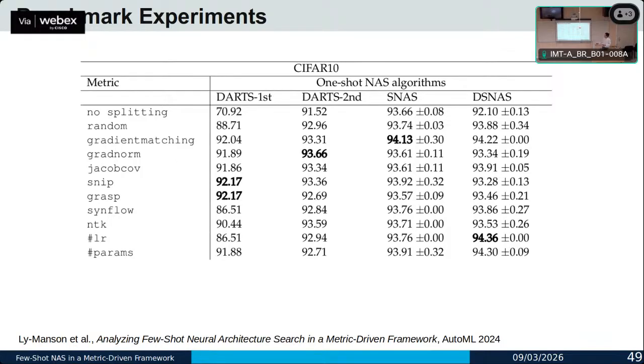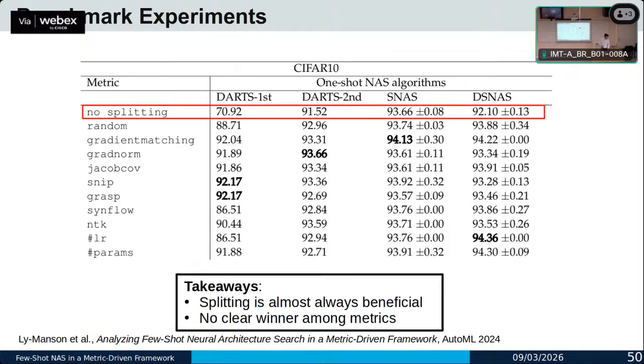What we found was that, first of all, when we split the supernet, we always have better performance than when we don't split and apply the supernet algorithm natively. And this actually hints at the idea that splitting is always beneficial no matter the metric. But when we look at the results by metric, we find that there's no clear winner among the metrics. Depending on the task, depending on the algorithm, we may find that a different metric is best suited for the splitting task.